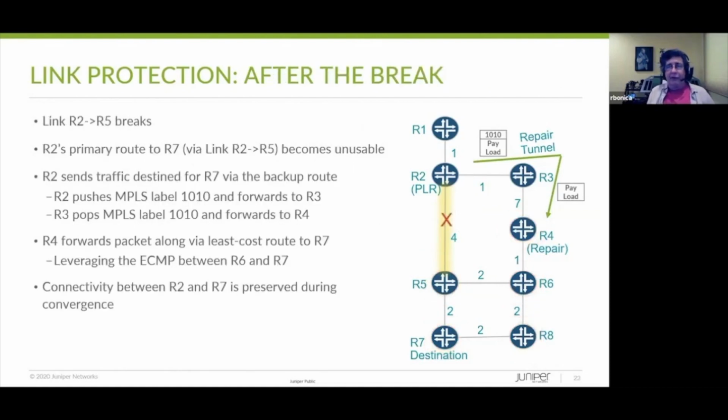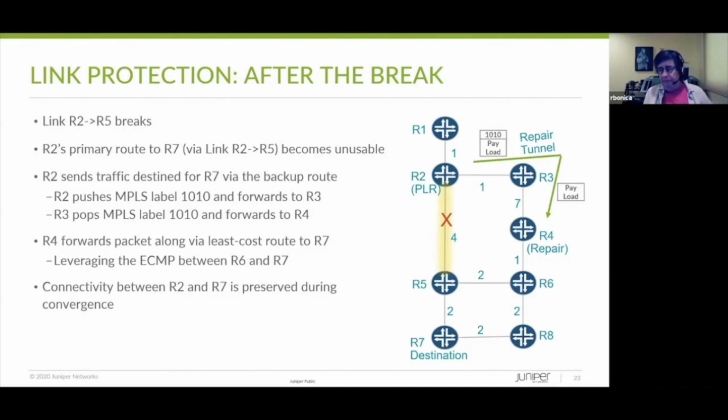So what happens after the link breaks? R2 realizes the link's broken, so it starts sending packets along the backup path. It pushes label 1010, forwards the packet to R3, R3 pops the label, forwards the packet to R4, R4 sends it the rest of the way along the path. And again, R6 leverages that ECMP between R6 and R7. So there's one path through R5, another through R8, and R6 will use both.